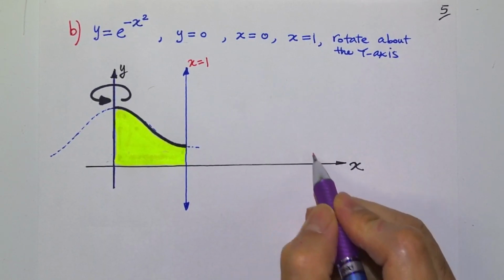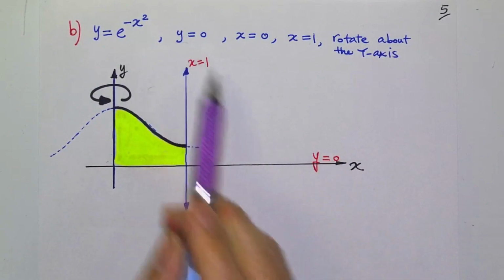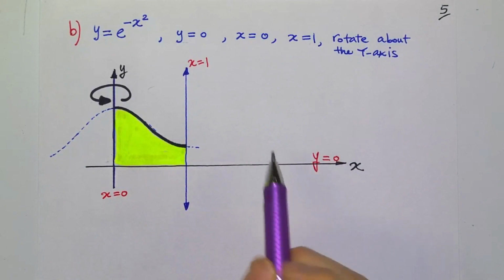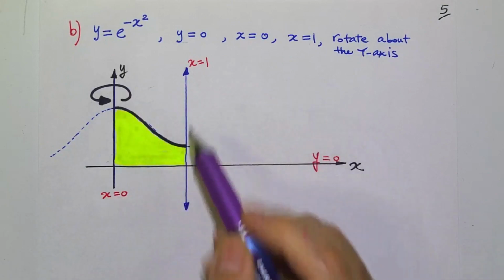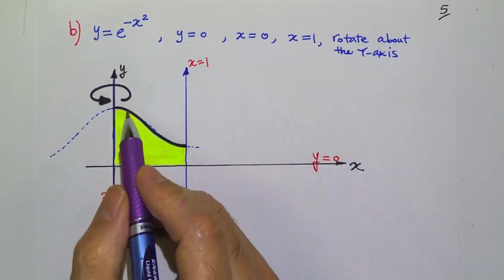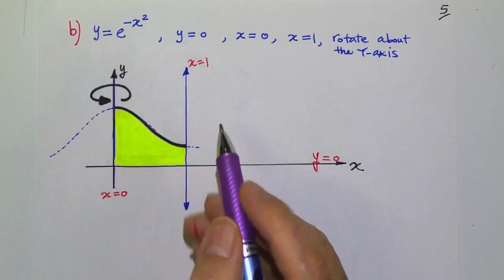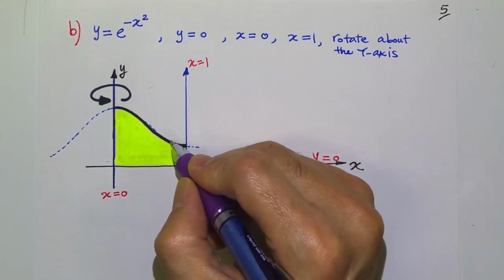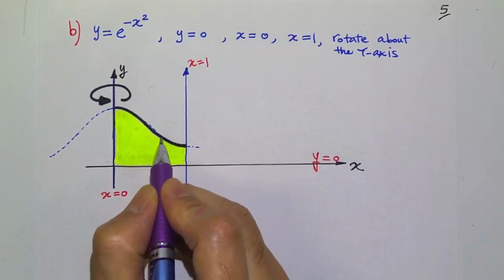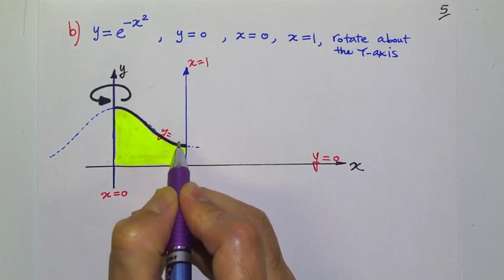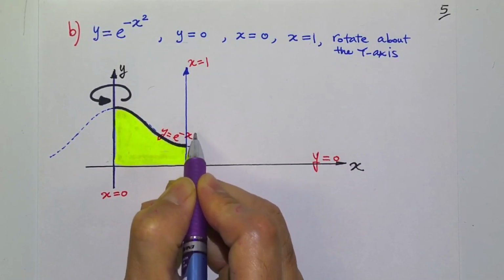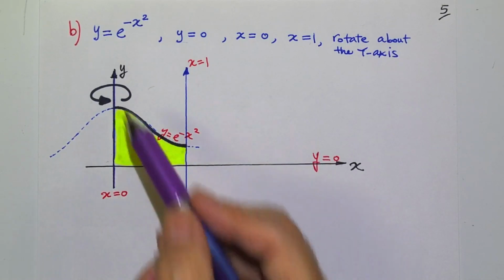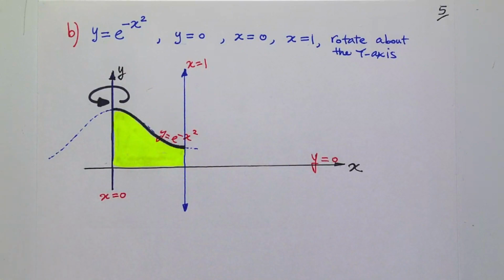So I want to label these. So this is the boundary line y equals 0, and then also x equals 0, and x equals 1 we already have, and this one would be that curve. So where do I want to put that? Maybe here, y equals e to minus x squared. Okay, that's our curve.